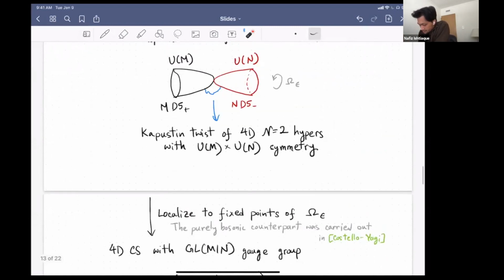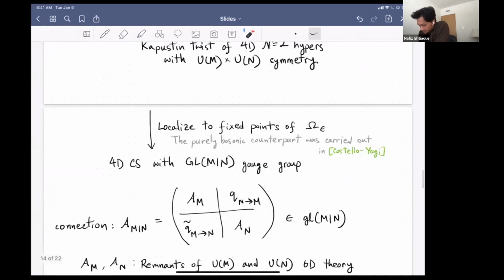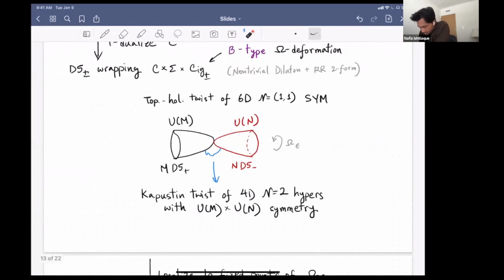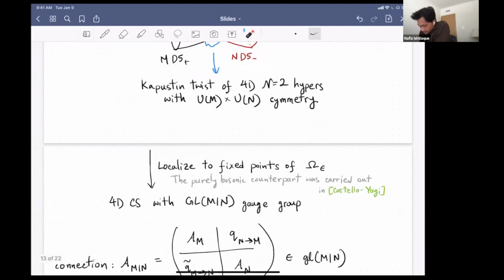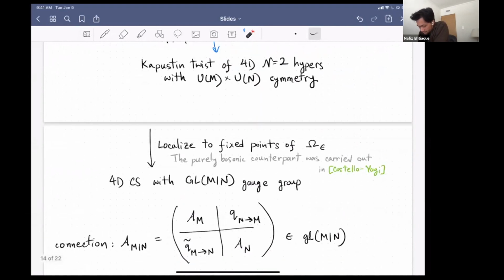So this effectively reduces the 6D theory to a 4D theory, localized on C times sigma. And this theory is exactly the 4D Chern-Simons theory with GL(M|N) gauge group. So in the process of localization by omega deformation, our gauge group was complexified from U to GL.